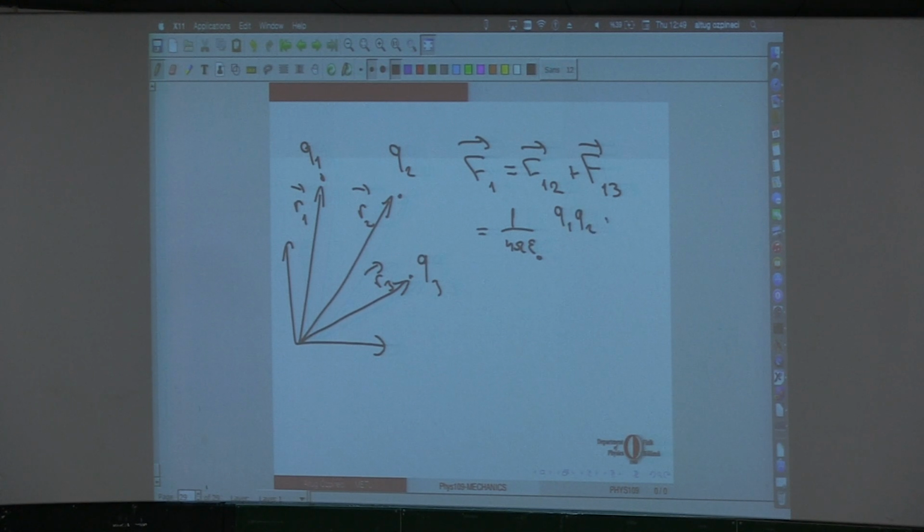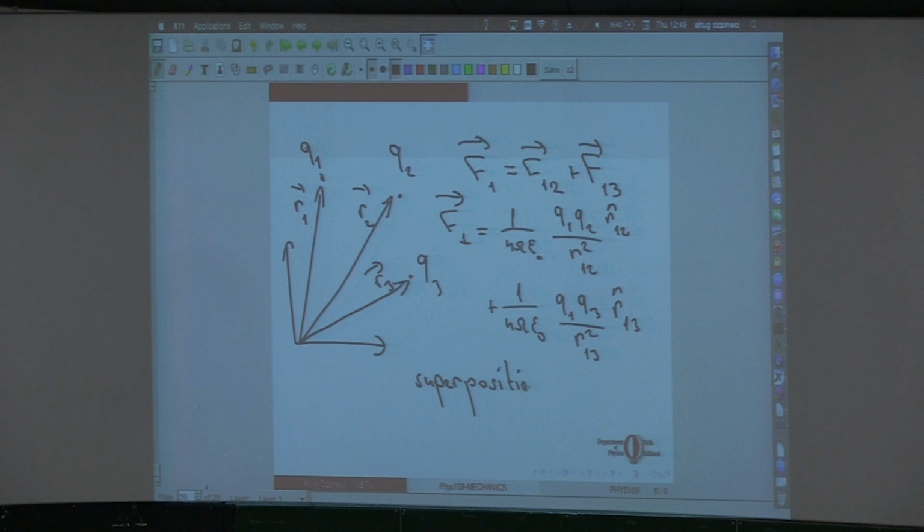Q1, Q2, R12 hat, divided by R12 squared, plus 1 over 4 pi epsilon 0, Q1, Q3, divided by R13 squared, R13 hat. So this is the force acting on the first charge due to the other charges. This is what we call the superposition principle. We just add the forces.